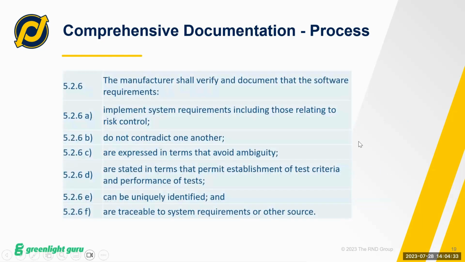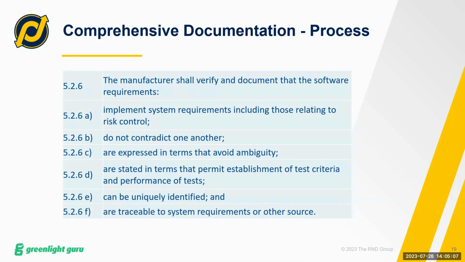Here's an example. This is from 62304. It's part of the requirements analysis section. And it says the manufacturer shall verify and document that the software requirements, and then it has items that the software requirements have to meet. So to implement this into a process, I would say something like, the software team shall verify and document that the software requirements, and then start with the first one, implement system requirements, including those related to risk control, by, and then explain how you're going to do that.